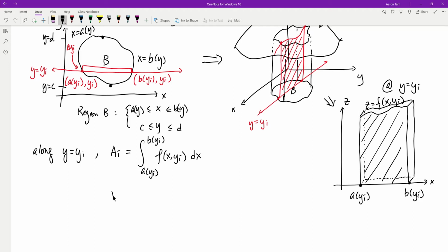Then I can identify that the volume V sub i would equal A sub i multiplied by delta y sub i, because A sub i is the base area, and delta y sub i becomes the width of this solid. And this gives me the volume of one of these, so now what I'm going to do is simply draw more lines so that I can cut up this region B. And if I do that, I can then try to form what we call the total volume.